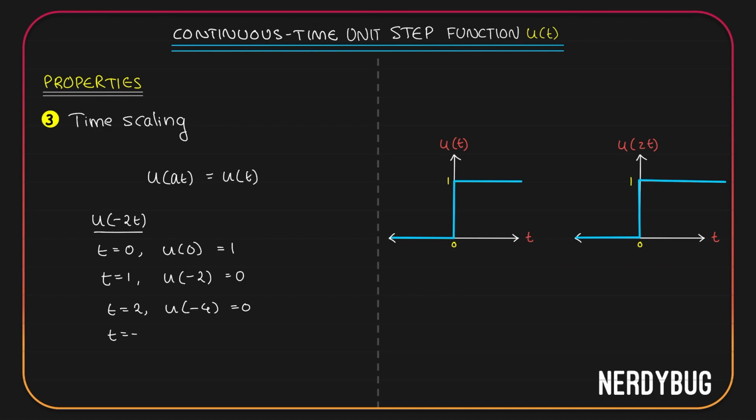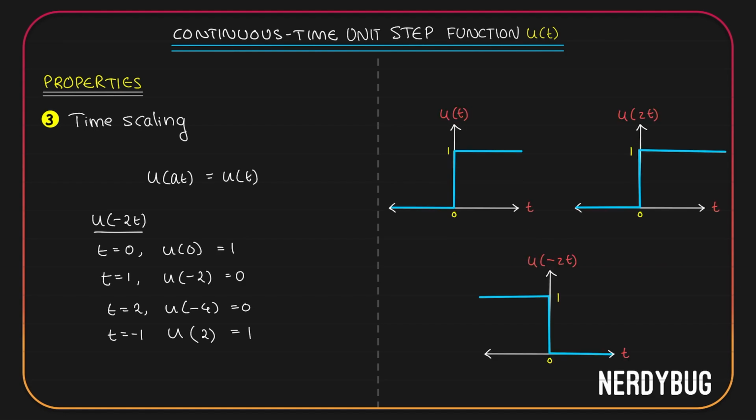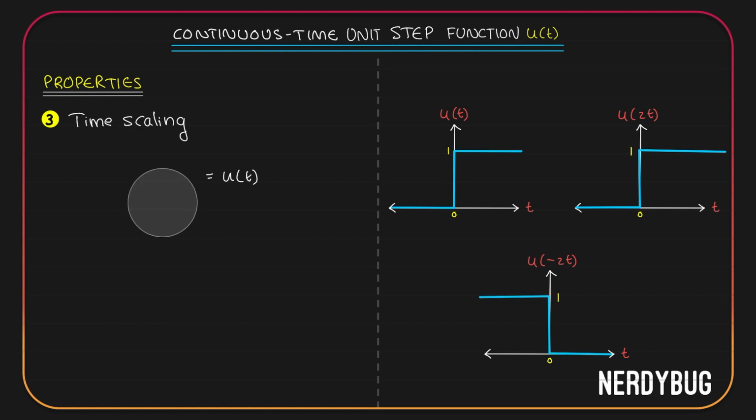What if I'm taking t equals minus 1, for example? Then I'll get u of minus 2 into minus 1, which is plus 2, and u of 2 is supposed to be 1. So what we can see here is that if a is negative, then the graph will be mirrored about the y-axis. So u of minus 2t will look like this. It will be 0 for t greater than 0, but 1 for t less than 0. So we have to include that also in the equation. So we can write u of at is going to be equal to u of t itself if a is greater than 0. It is going to be u of minus t, that is time reversed u of t, if a is less than 0.